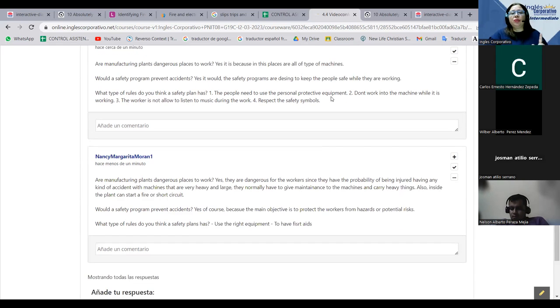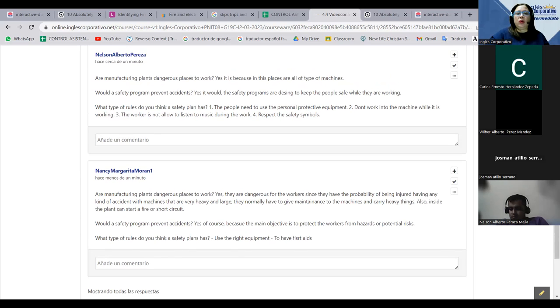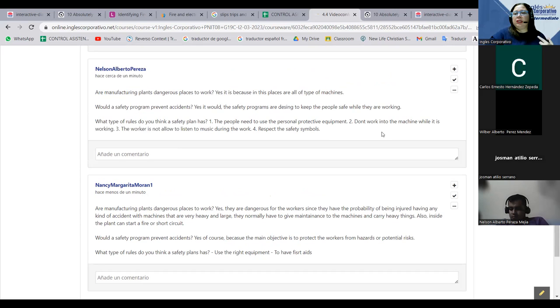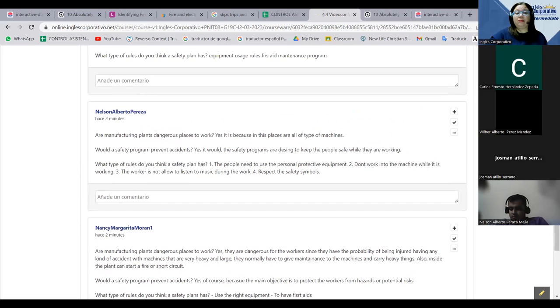The people need to use the personal protective equipment. Don't work into the machine while it is working. The worker is not allowed to listen to music during working hours. Now respect the safety symbols. So follow the rules, right? Follow the notices. Yes, it would. The safety programs are designed to keep. Designed will be a G before the N and then ED. Yes, it is because in these places are all type of machines.